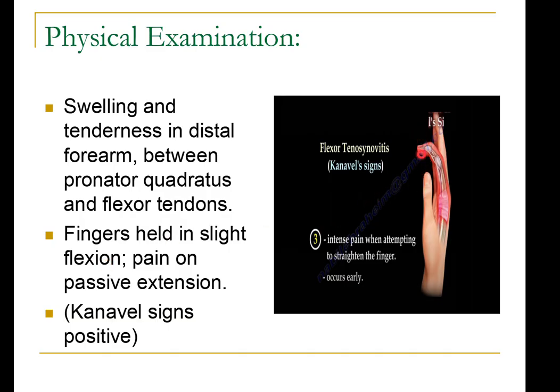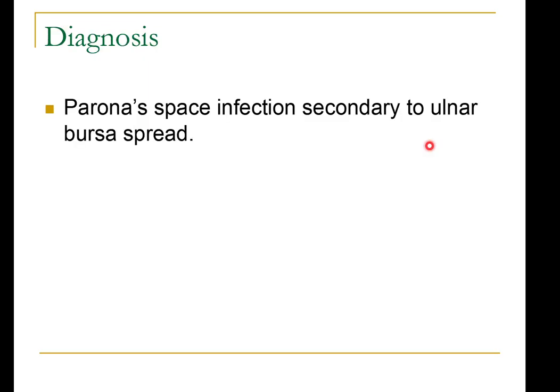This is showing a different finger, but this is the position in which it is held. It is slightly in flexion, and pain on passive extension. If you forcefully extend the finger, the person will complain of pain, and this is called the Kanavel sign. So the diagnosis is, there is an infection in the little finger which has spread to the forearm. So it is the Parona space infection which is secondary to the ulnar bursa spread.